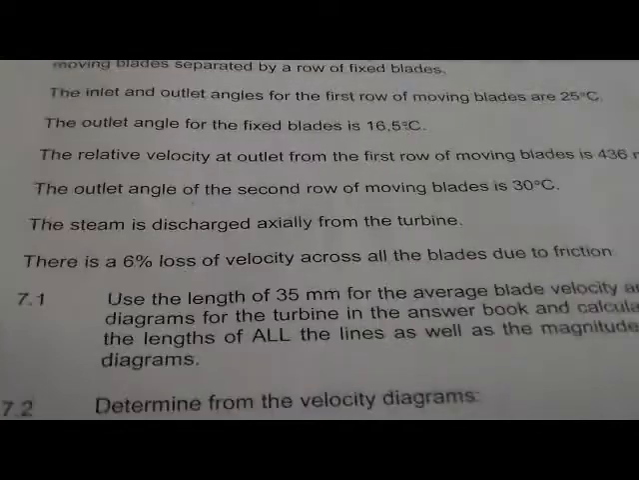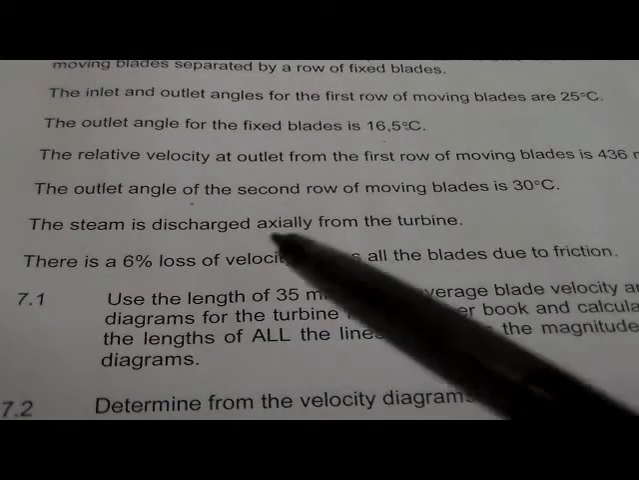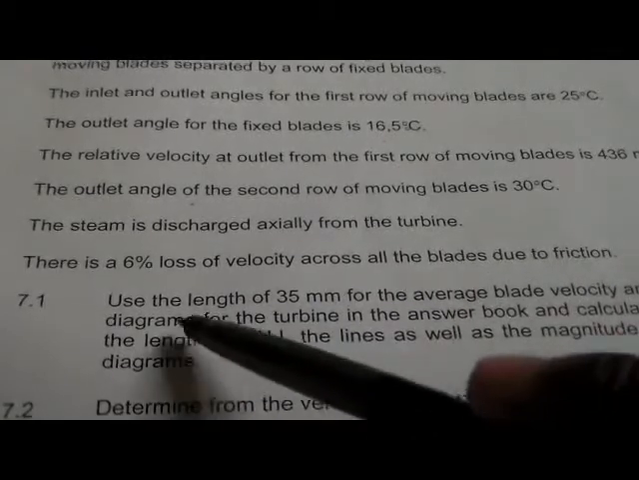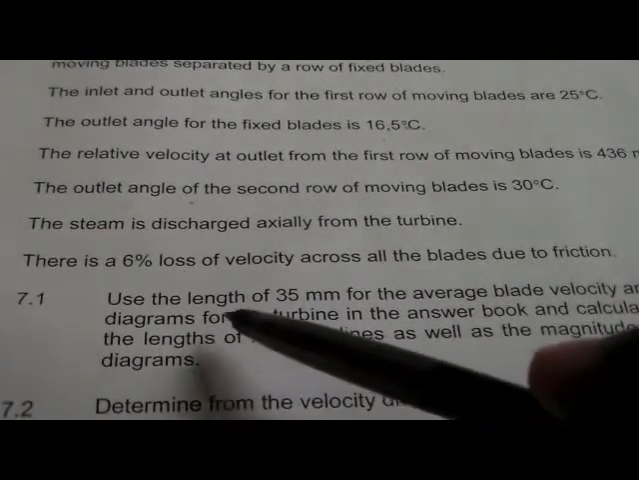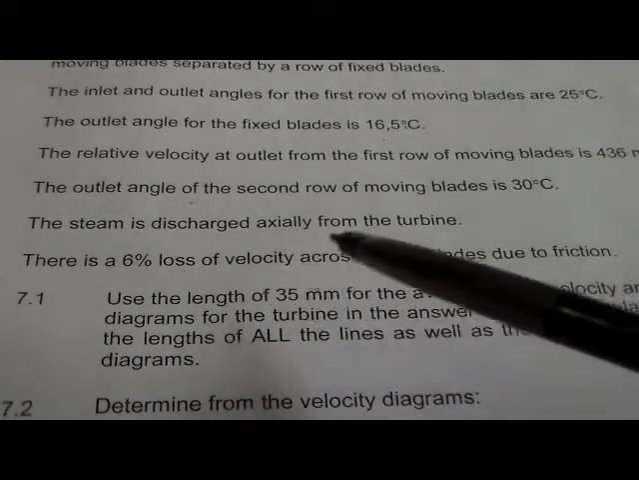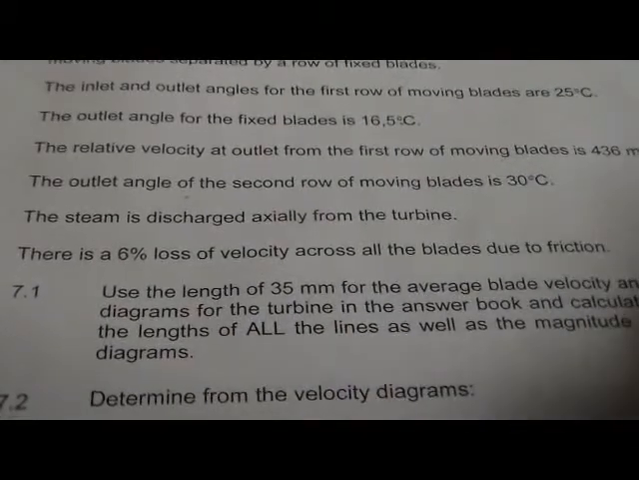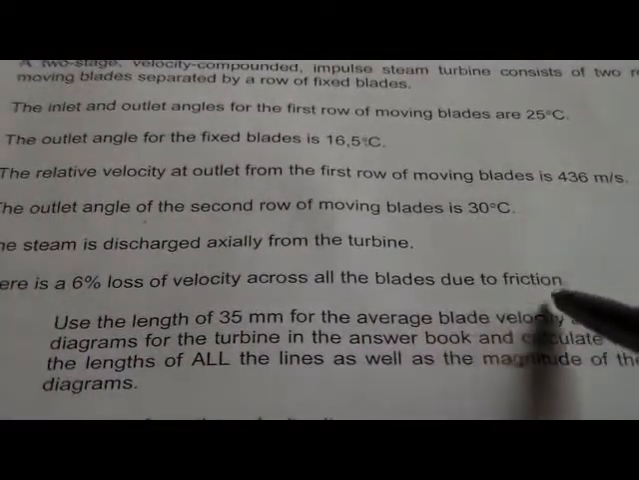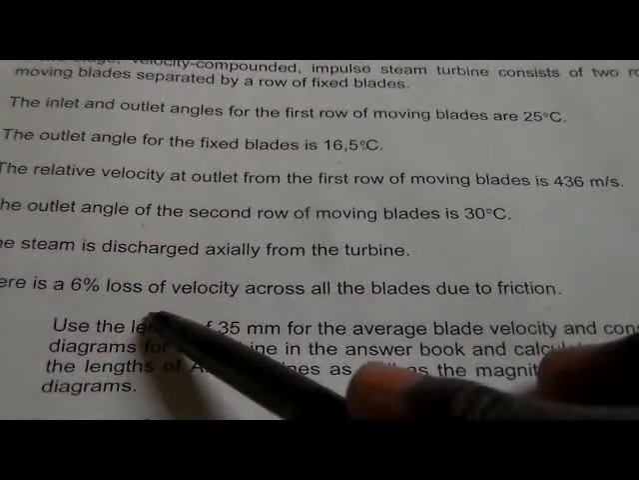Sorry about the camera there, but it will come out. Then they say the steam is discharged from the turbine, and there is a 6% loss of velocity across all blades due to friction. That means this one will give us K.